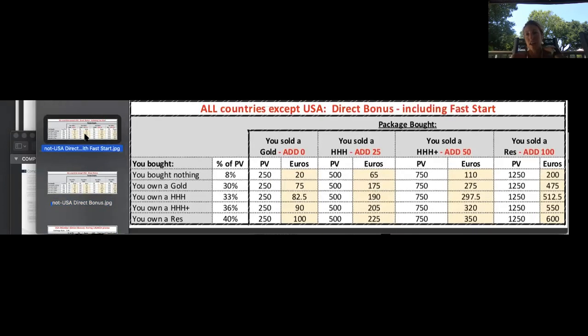Similarly, during fast start, that is reduced. And so you can see here the numbers that, oh, I'm sorry. I did not do the launch period for this. This is just including fast start because the chart has to be more complicated. During fast start, again, it's the same as in the US where you add 25 euros right here for Holistic Health, 50 for Holistic Health Plus, 100 for Resonance. So the numbers just go up by that appropriate fast start bonus when you're looking at non-USA countries with fast start. You can't put that on the same chart as easily. Okay.